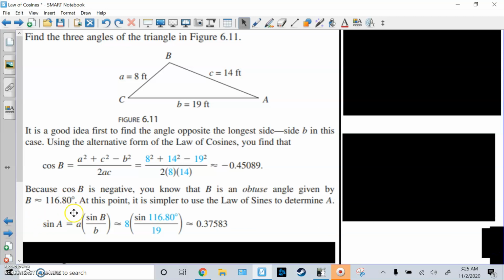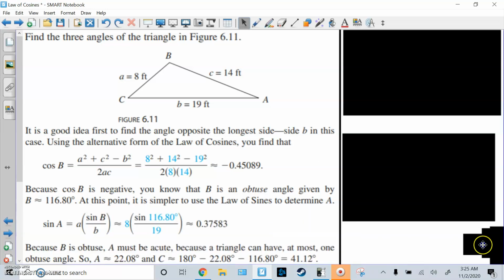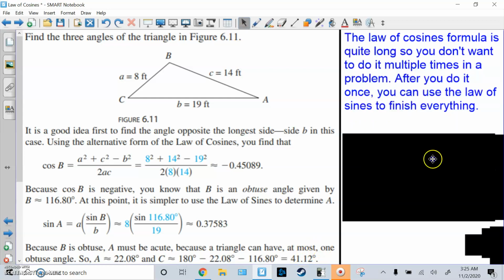So sine of A over a equals sine of B over b. We know a, we know angle B, and we know b. Fill it out, we get this. Sine of A equals 0.37. Arc sine both sides to get A equals 22 degrees. Then do triangle sum to get angle C is 41.12 degrees.